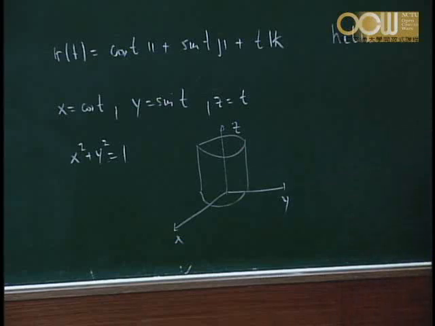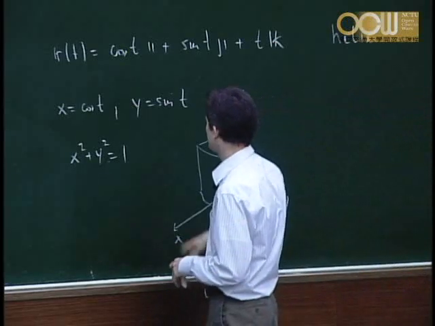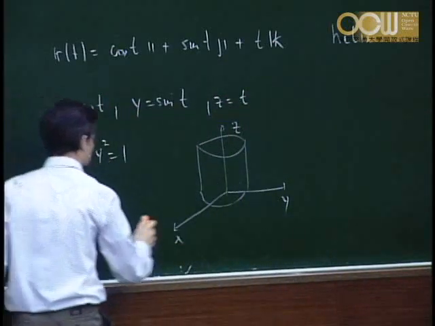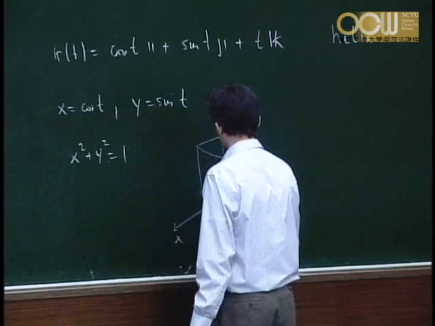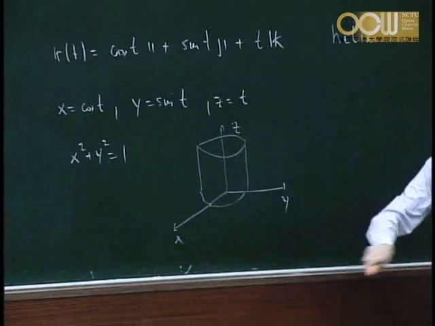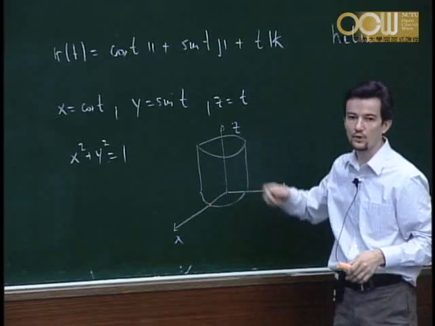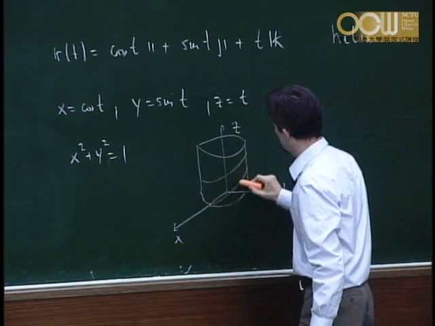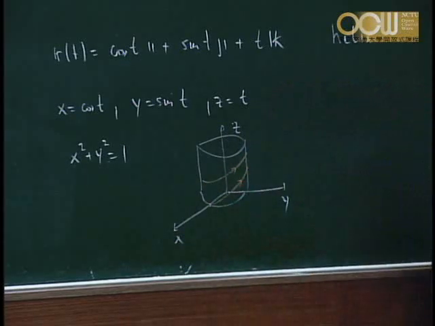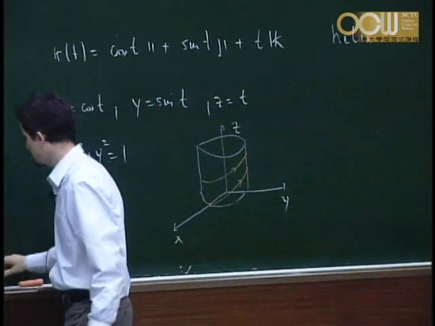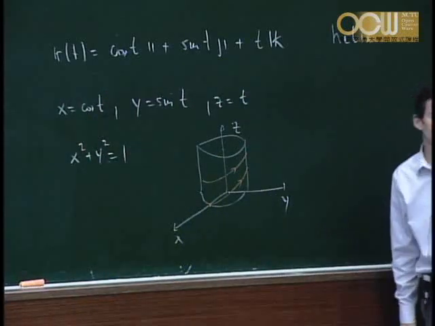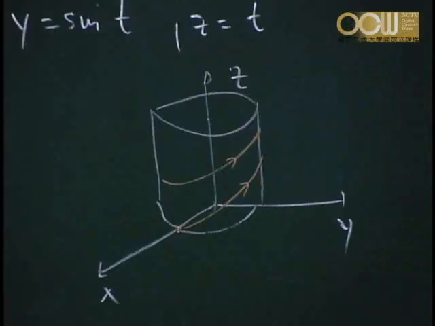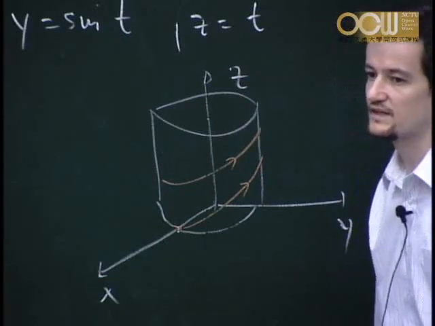And now we look at the point t equal to 0, which is here. So you start here, and if you look at the curve from above, it just goes around the circle, but at the same time it moves upwards as t is getting larger. So what you have is something like this here, and so on. So this is one way. If you do not have access to a software like Maple, then this is one way how you can figure out how a space curve looks.